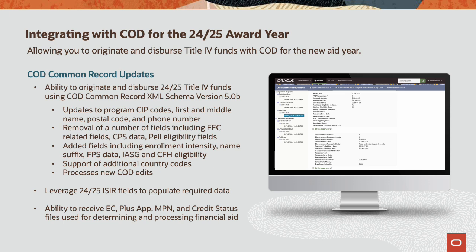This includes a number of updated fields, removal of old fields that are not applicable to 24-25, and additional fields being added, including enrollment intensity, name suffix, FPS data, ISIR, and Children of Fallen Heroes eligibility. With 24B, we are also supporting the added country codes and new COD edits. This release will give you the ability to accept entrance counseling files plus applications, MPNs, and credit status decision files used for determining and processing financial aid.